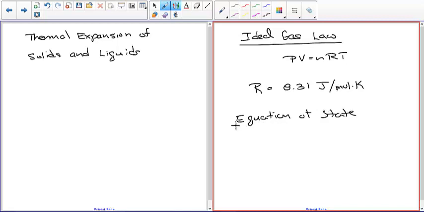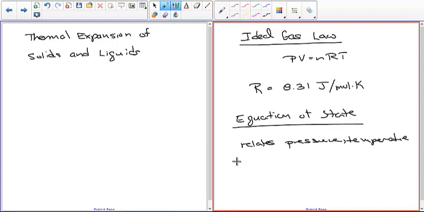What that does, it's an equation. It relates pressure, temperature, and volume and quantity, however you want to define quantity, whether it's moles or mass. There's an ideal gas law that involves mass instead of moles. And I'm sure you saw that in chemistry, PV equals nRT, where R is 8.31 joules per mole Kelvin.